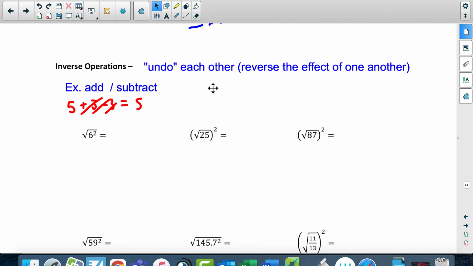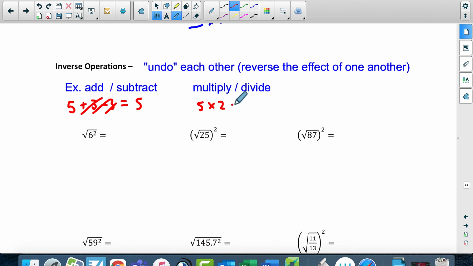Another example is multiply, divide. Let's start at 5 again, and let's say I multiply by 2, and then divide by 2. Where do I end up? Well, 5 times 2 is 10, divide by 2 is 5. I'm back here again. How come? Because multiply by 2, divide by 2 are inverse operations. They just undo each other. It's like nothing was ever done.